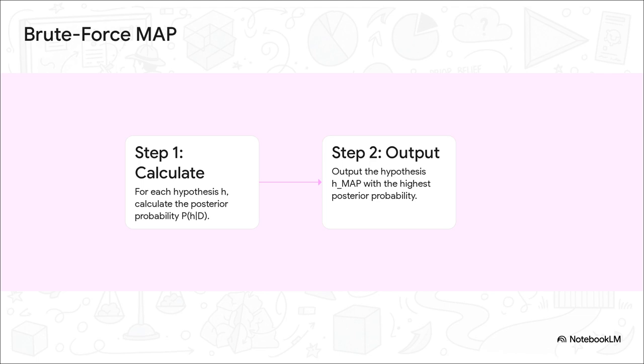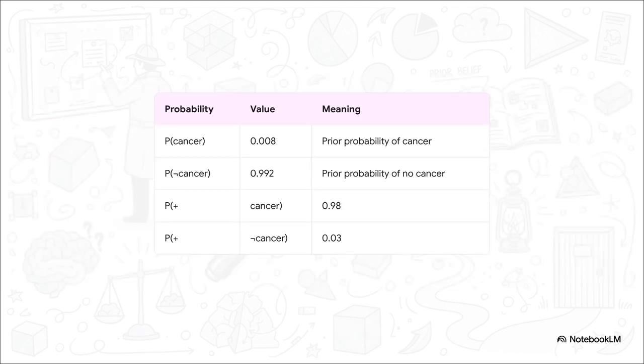It's called brute force for a reason. We're just checking everything, no shortcuts. Okay, detective, time to open the case file. Here are the hard facts. First, our initial suspicion, the prior, is that the disease is super rare, only a 0.8% chance. The test itself is pretty solid. It catches the disease 98% of the time, but, and this is important, it gives a false positive 3% of the time for healthy people. This is all the evidence we have.